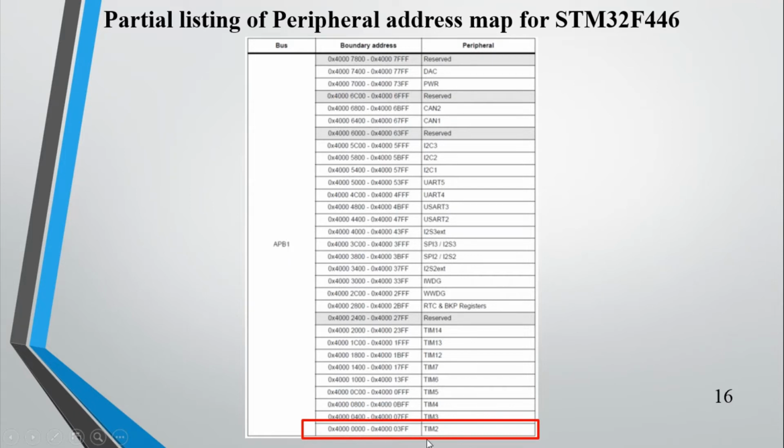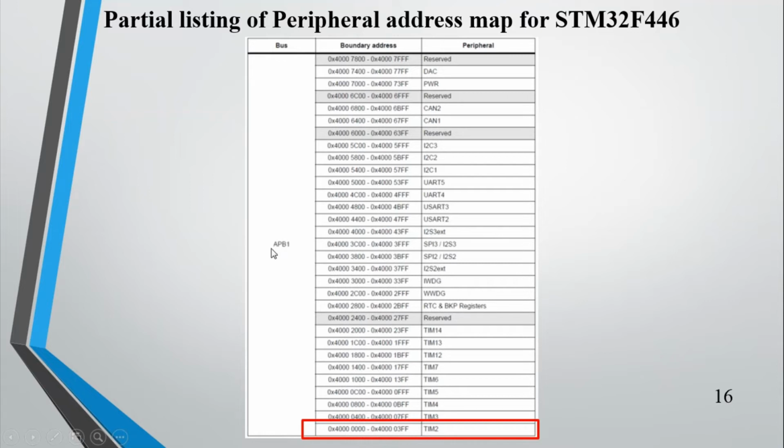But timer 1, timer 8, etc. are mapped onto APB2. Right? But timer 2, 3, 4, 5, these timers are mapped onto APB1. So here we are concentrating on timer 2.